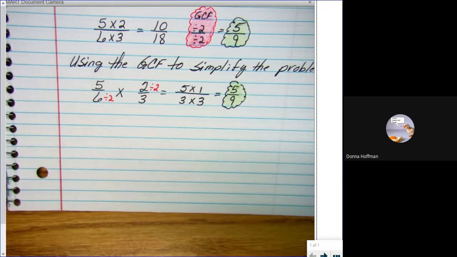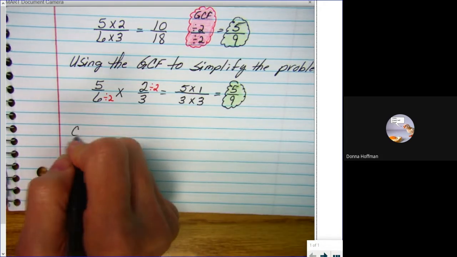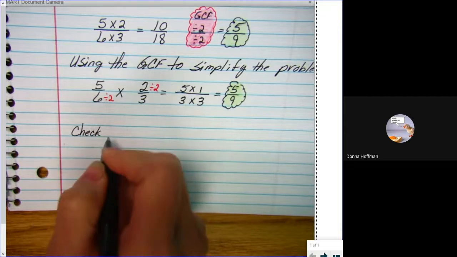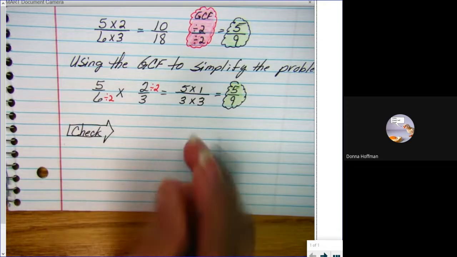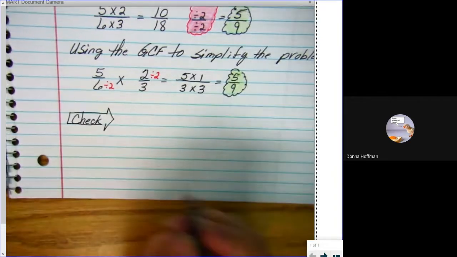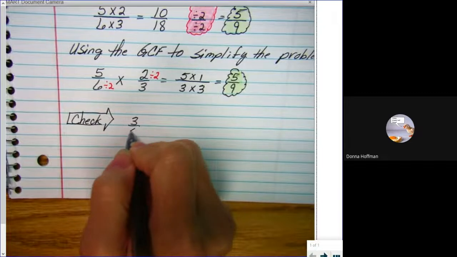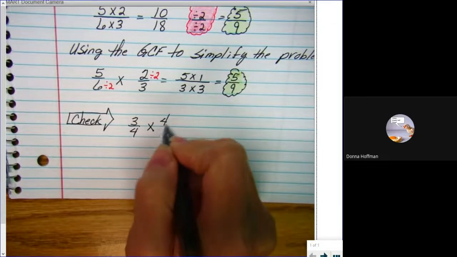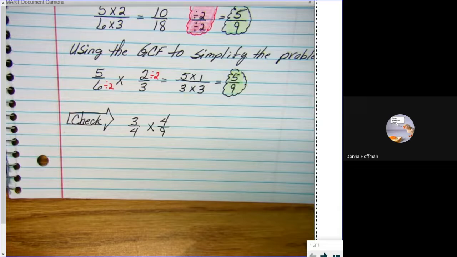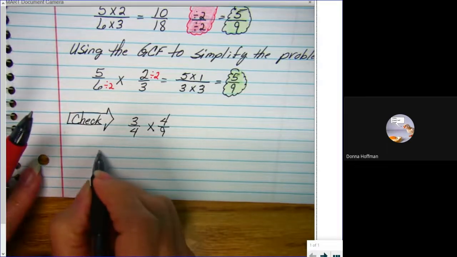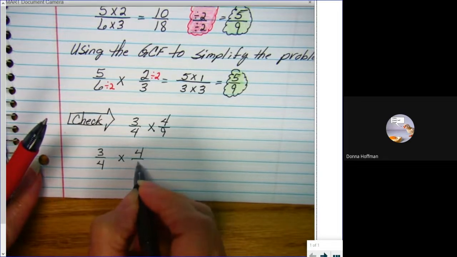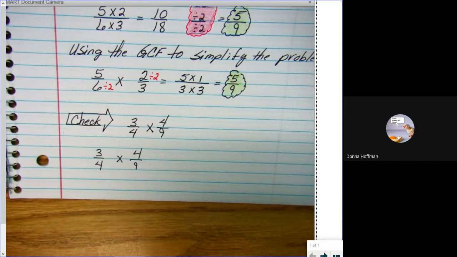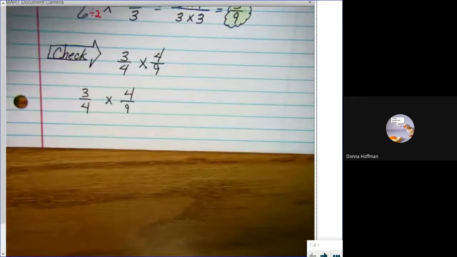So they give you a check in the book. And so let's do that. They want you to find 3/4 of 4/9. I'm going to use the equation format. Then I'm going to look for the greatest common factor between any numbers, if there's any kind of relationships, and we've got all kinds of relationships going on here.